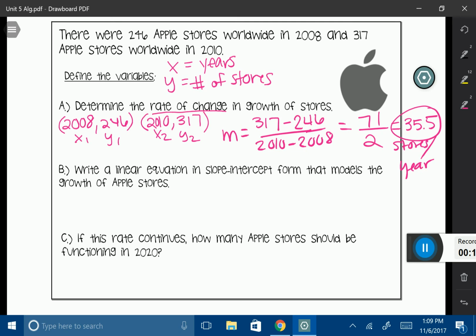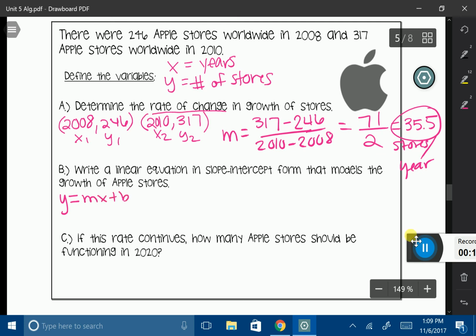All right, now we want to write a linear equation in slope-intercept form that models the growth of the Apple stores. So let's just do what we did before. Y is equal to mx plus b. And let's go ahead and substitute what I know in there. So I'm going to go ahead and choose the first coordinate here. And I'm going to say my y, which is 246, is equal to my m, which is 35.5, times my x, which is 2008, plus b.